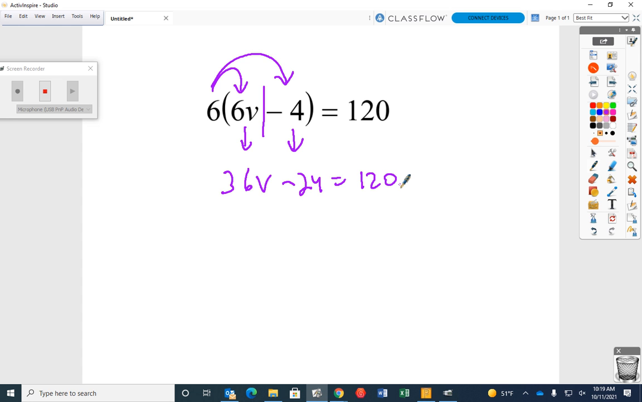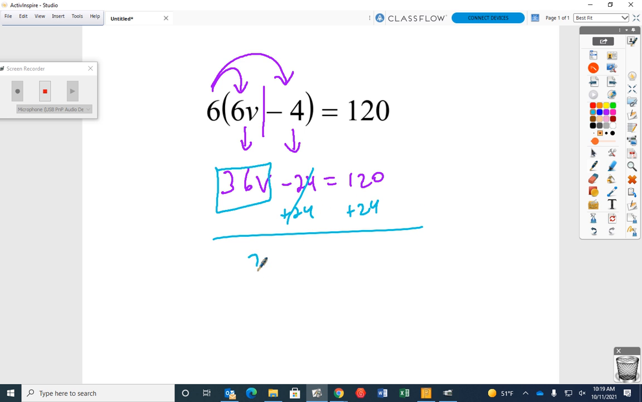Okay, what do I now have? What have I turned this into? Okay, I got to erase that minus sign, it looks funky. -24 equals. Okay, that's better, isn't it? If I use the box method, what's going to go in my box? 36V. Okay, what's outside the box? -24. So how do I get rid of -24? I add 24 here, and I add 24 here. Those cancel, so I have 36V equals, what's 120 plus 24? 144. Okay.